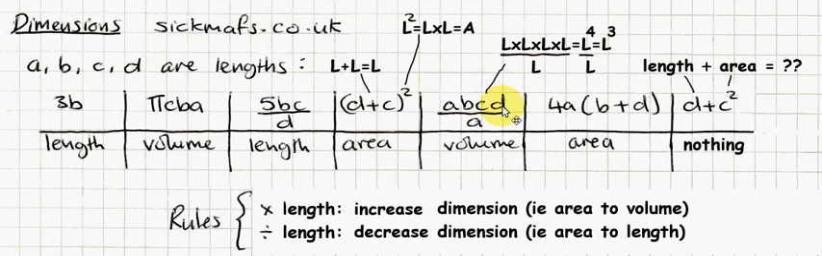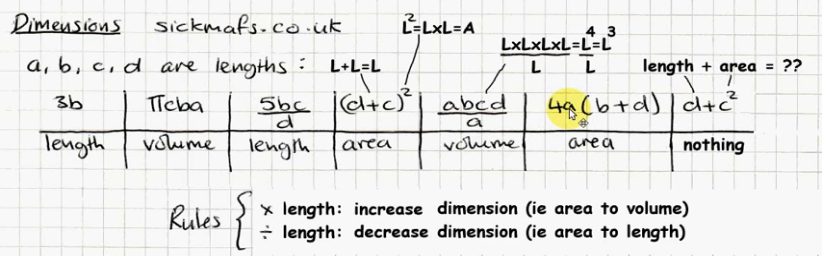So 4 dimensions, and then divide by a length over here. That's 4 dimensions, divide by a length, you go down 1 dimension because we're dividing by a length, which gets you back to 3 dimensions, a length cubed, which is a volume.